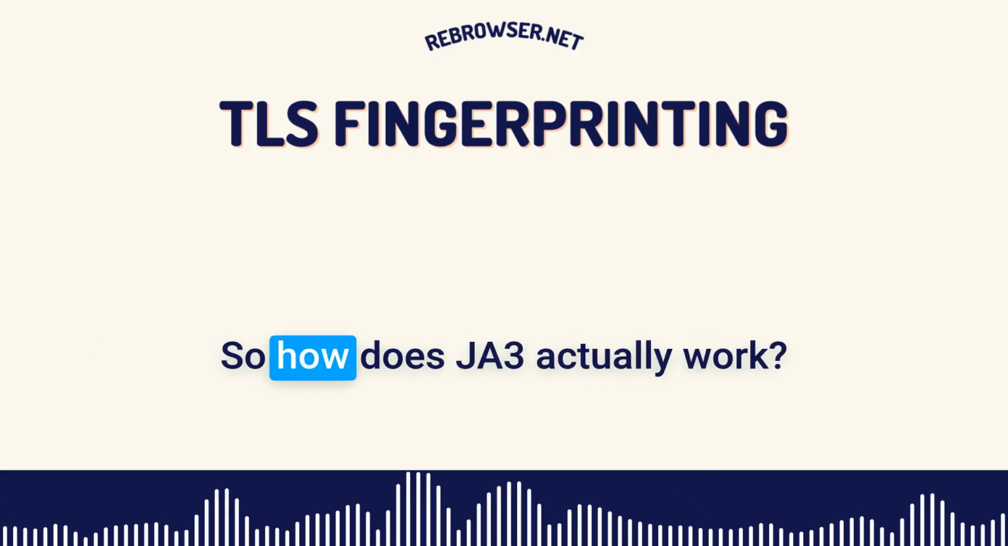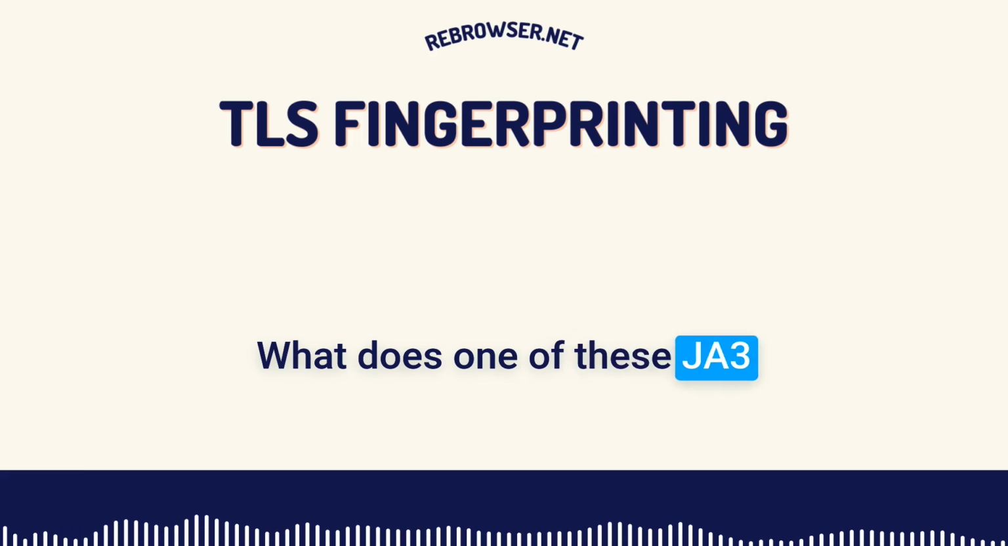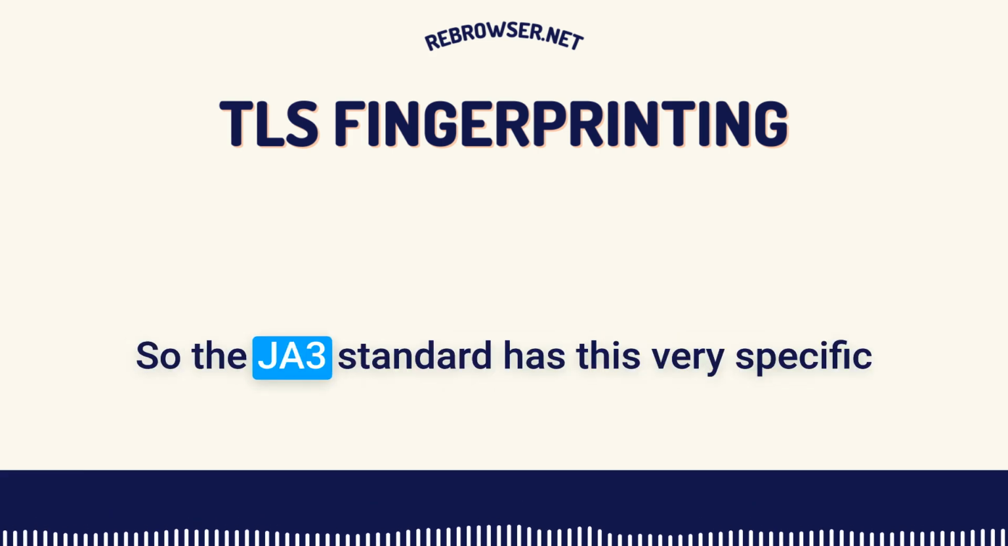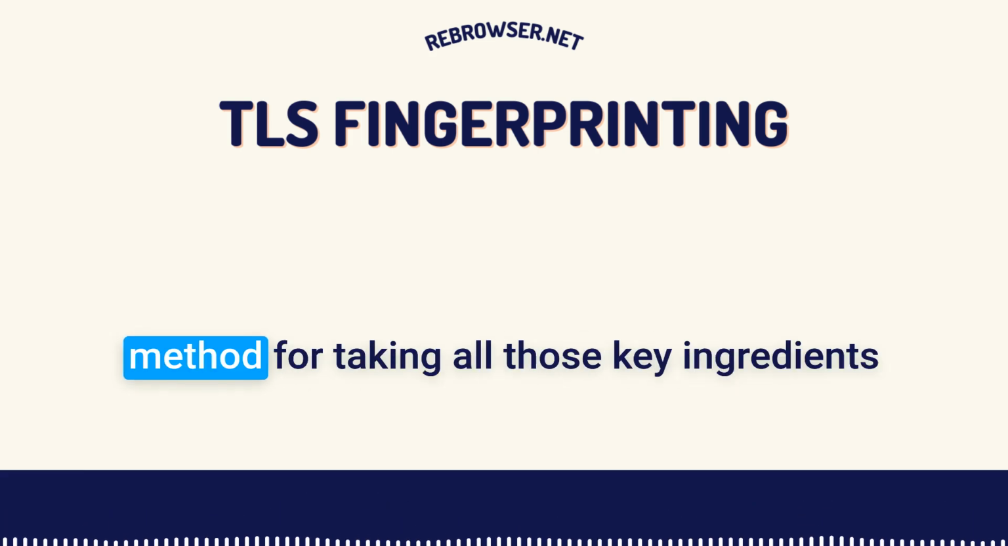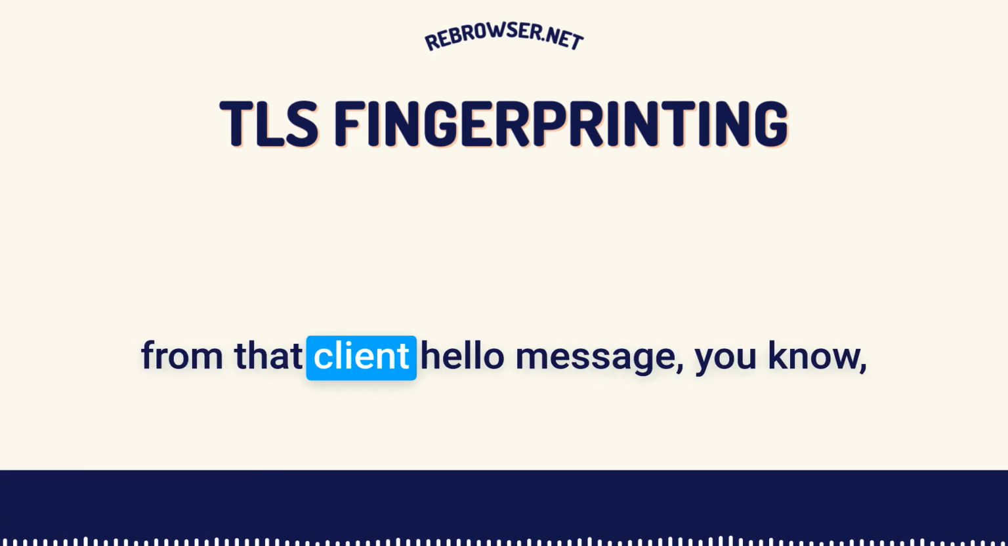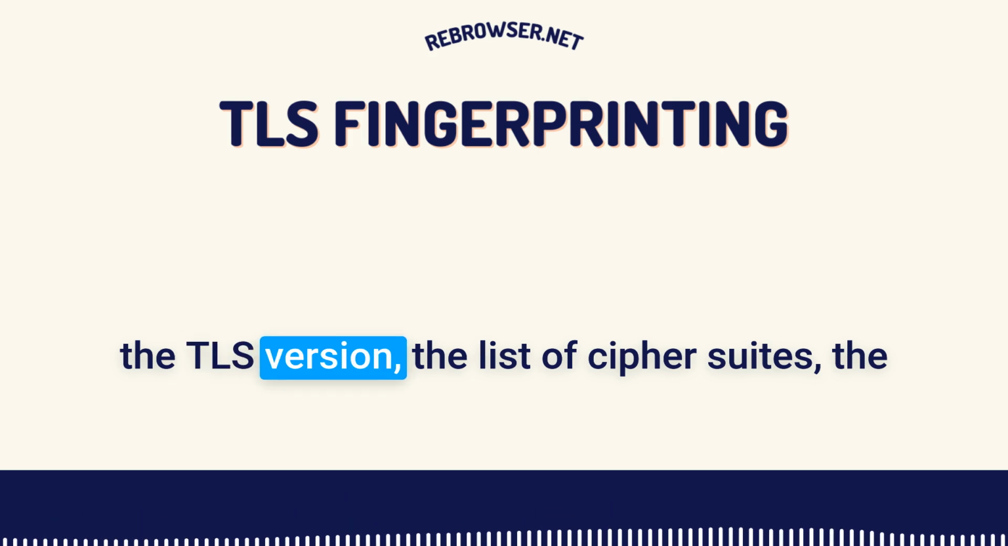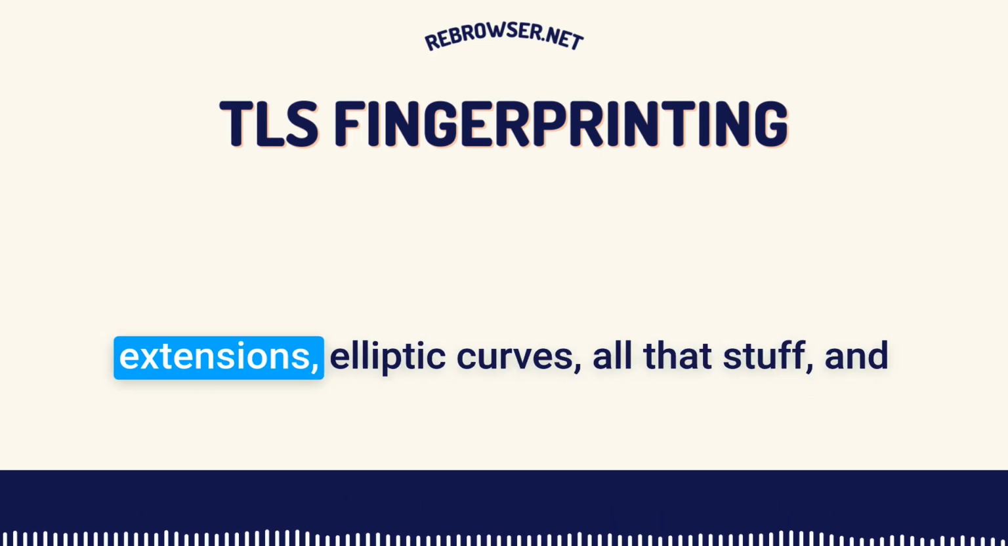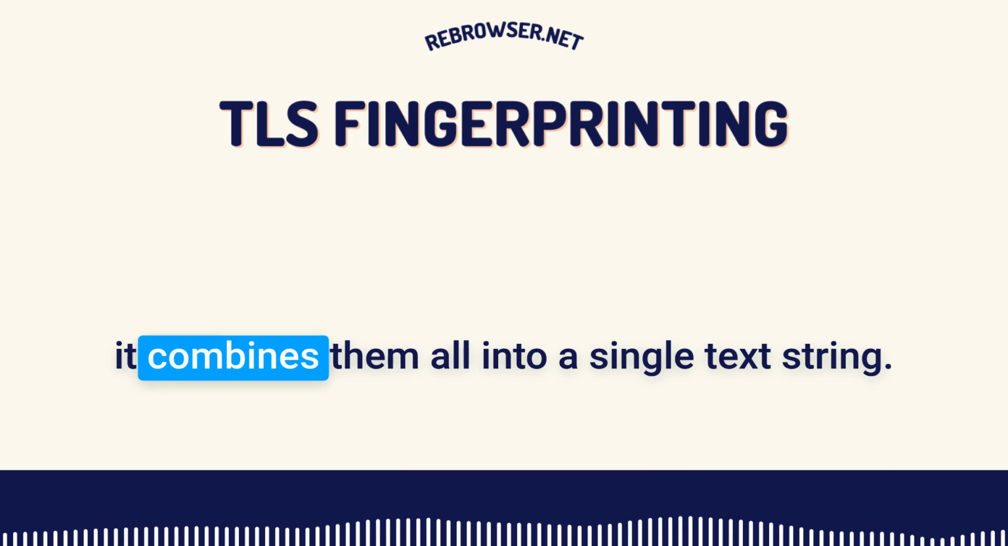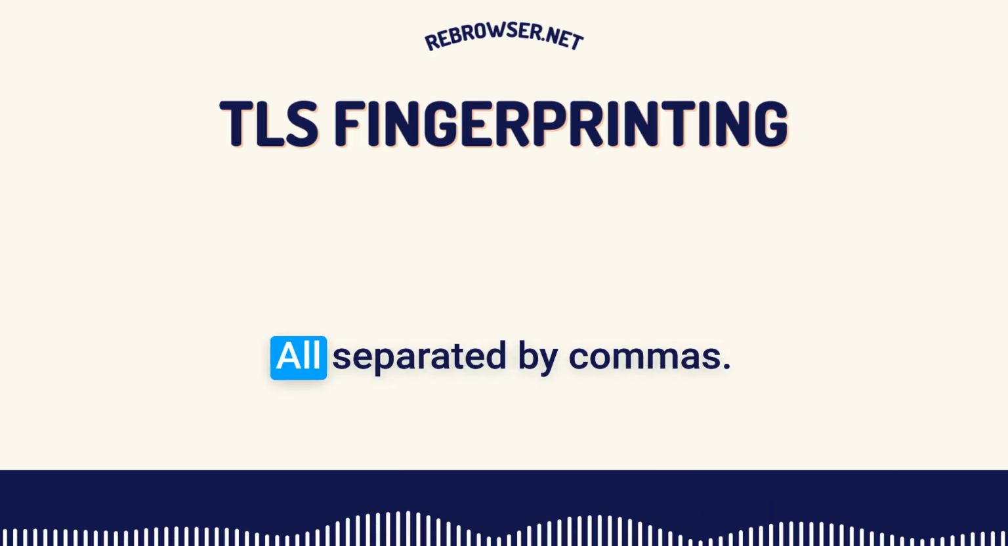That's really cool. So how does JA3 actually work? What does one of these JA3 fingerprints actually look like? So the JA3 standard has this very specific method for taking all those key ingredients from that client hello message, the TLS version, the list of cipher suites, the extensions, elliptic curves, all that stuff, and it combines them all into a single text string, all separated by commas.